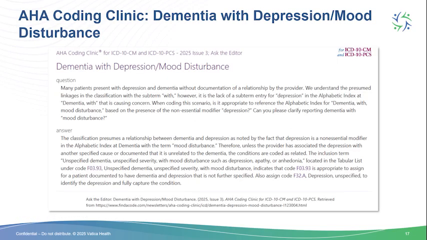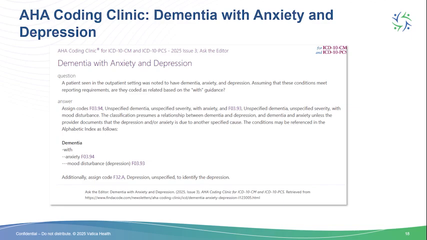So for your reference, this coding clinic explains the presumed relationship between dementia and depression is coded as dementia with mood disturbance unless you document that it's related to another cause or that it's unrelated to dementia. Here's another similar coding clinic that advises if a patient has dementia, anxiety, and depression, assign codes for dementia with anxiety and dementia with mood disturbance unless documentation states otherwise.